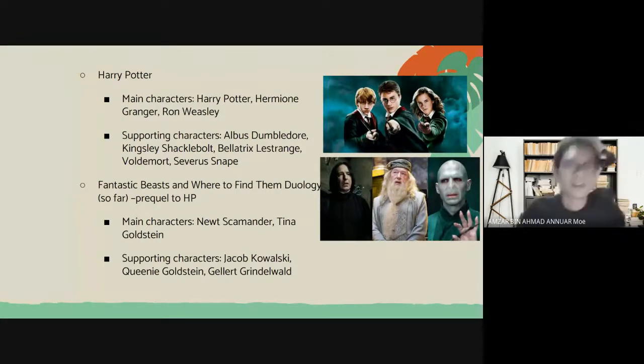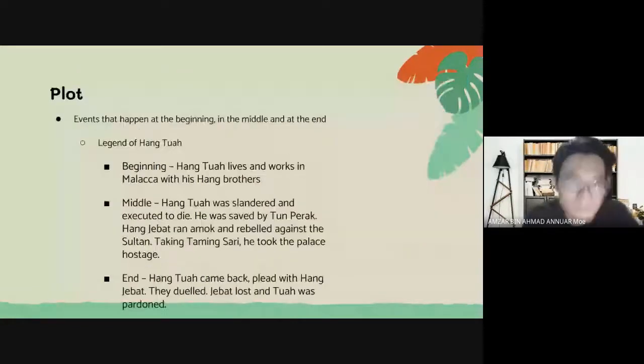Okay, now let's go to the next one. The next element of the story. Now, the plot talks about events that happen at the beginning, in the middle, and at the end. You can divide the plot into 3, the beginning, the middle, and the end. The same as when you write an essay.